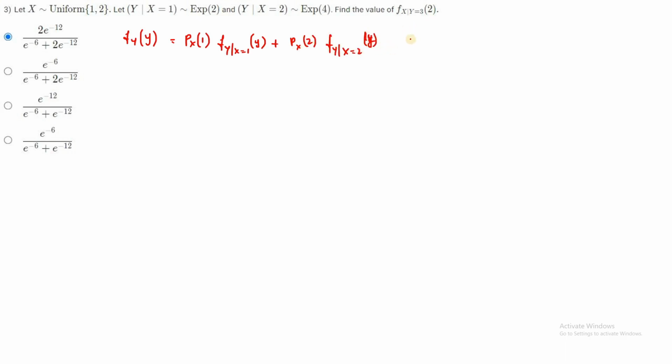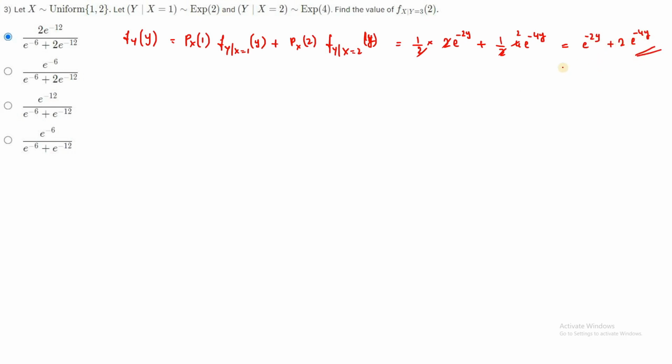What is this probability? Uniform over two elements, that is 1/2, into what is this function? This is exponential 2, that is 2e^(-2y), plus again 1/2 into exponential 4, that is 4e^(-4y). The 2 will be cancelled, so that is nothing but e^(-2y) plus 2e^(-4y). Okay, so this is the marginal of Y.